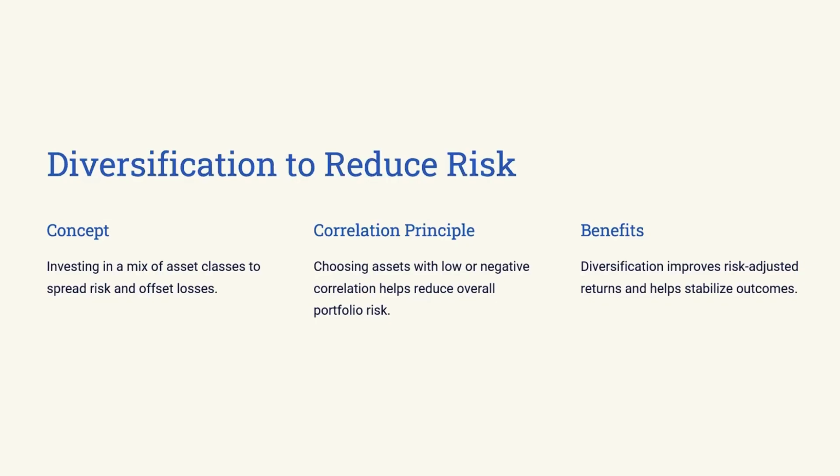For a real world example of diversification, instead of putting all your money into a single tech stock, you can invest in a mix of stocks, bonds, and real estate. If the tech sector declines, your investment in bonds or real estate might hold steady or even increase, buffering your overall portfolio.